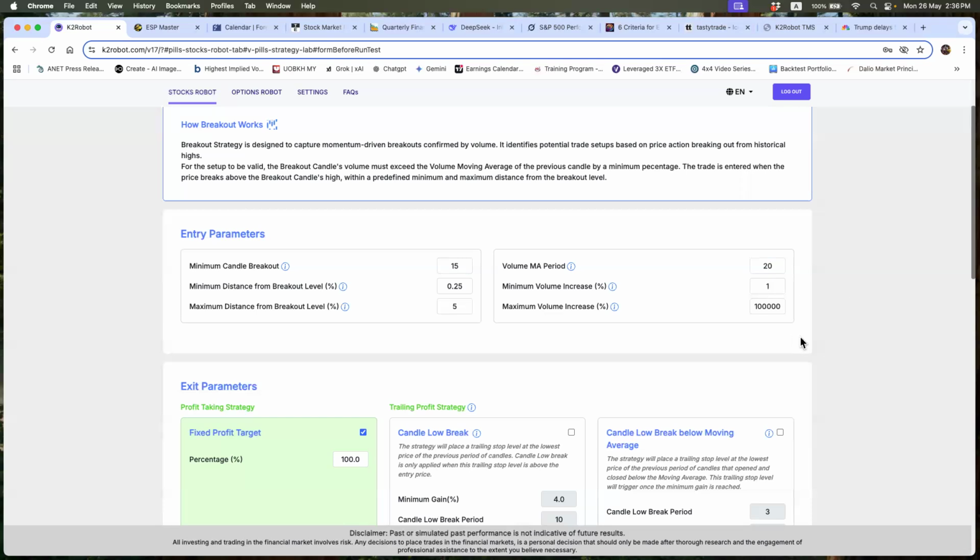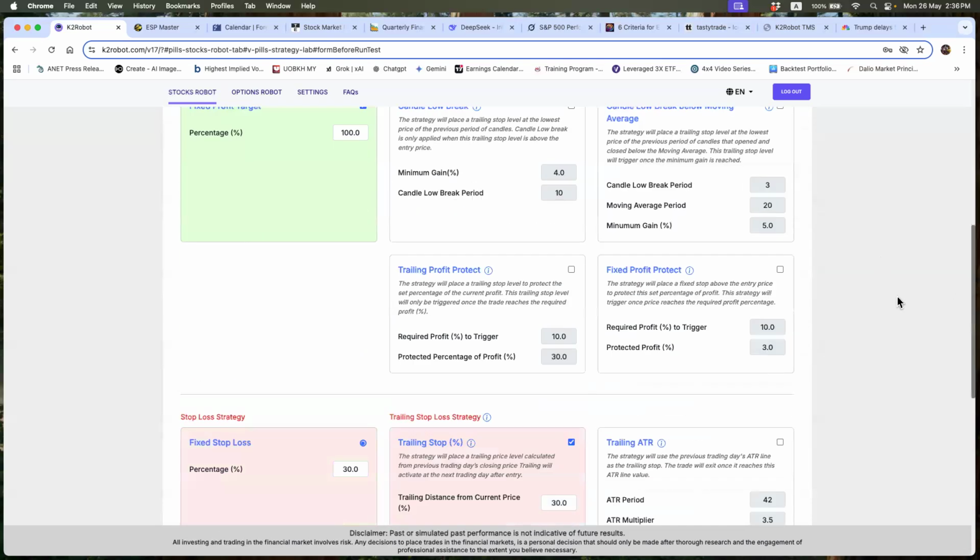So basically what I'm looking for is, so long as on the breakout day, your trading volume is just 1% above the average of the 20 days, I'm happy. You can take the trade. So this is my entry parameters.